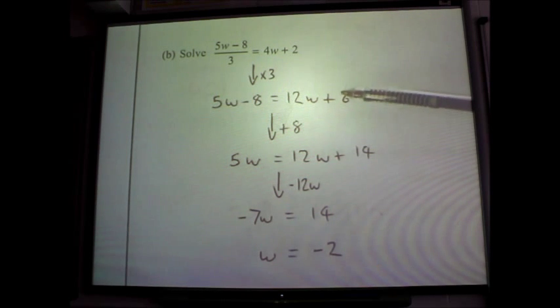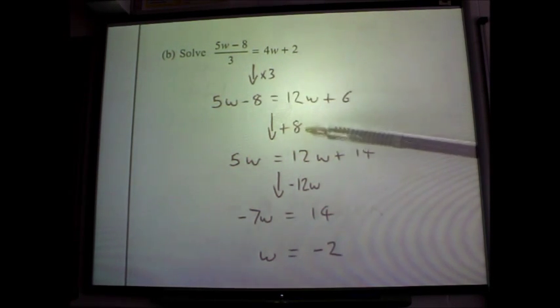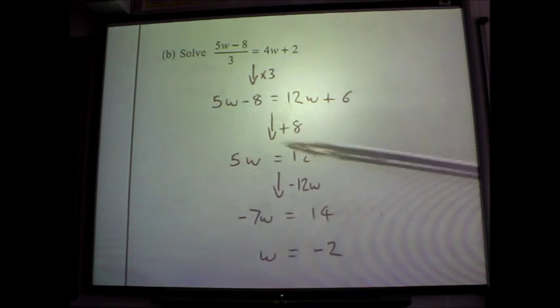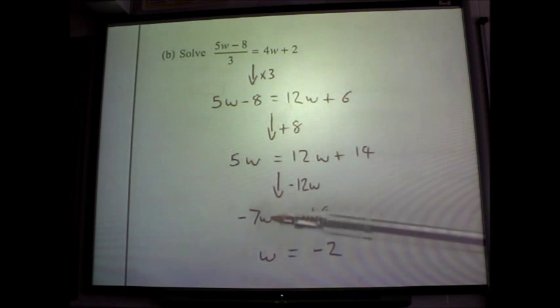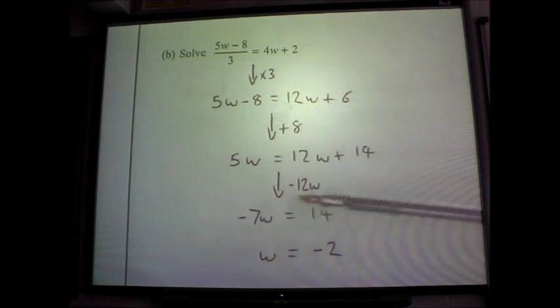And now you can just start playing around with it. Let's get rid of the negative 8 by adding on 8 to both sides. Let's get that 12w on that side, so all the w's are on the same side, and that will give you minus 7w equals 14. Divide both sides by 7, and you'll end up with w equals minus 2. W equals minus 2.